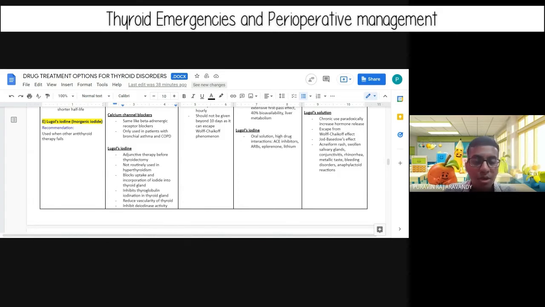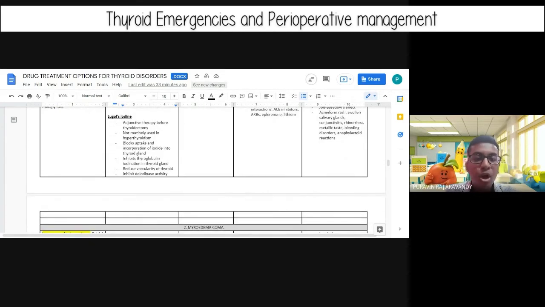Now, what is the mechanism of action of Lugol's iodine? It blocks the uptake and incorporation of iodine into the thyroid gland, what we call the Wolff-Chaikoff effect. Not only that, it also inhibits thyroglobulin iodination in the thyroid gland. We know that in order for thyroid hormone to be synthesized, the iodide, which has already been converted into an oxidized iodine form, needs to be iodinated on the thyroglobulin complex. If this doesn't occur, then the following processes like coupling and secretion will not occur as well.